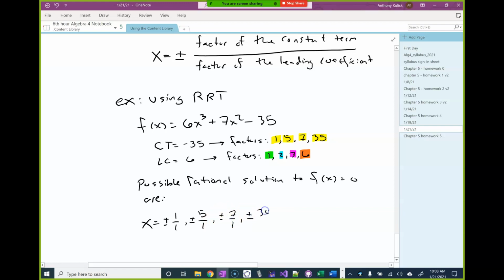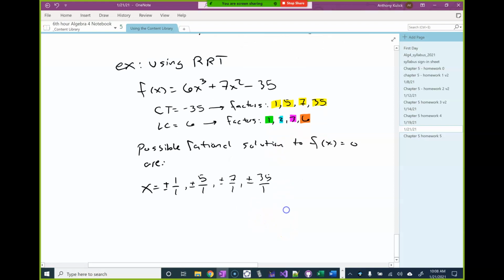And let's go ahead and color code this now.